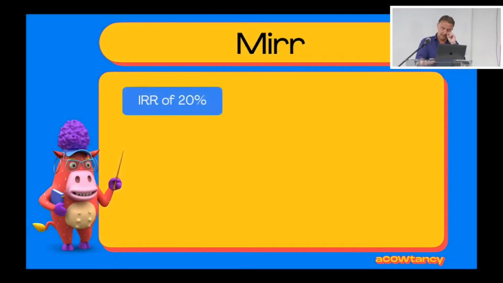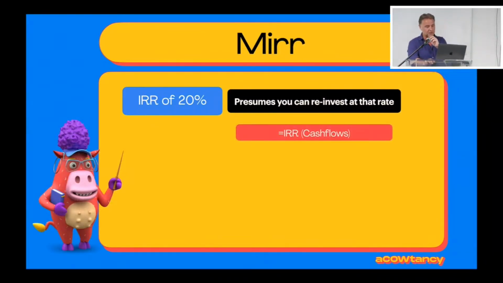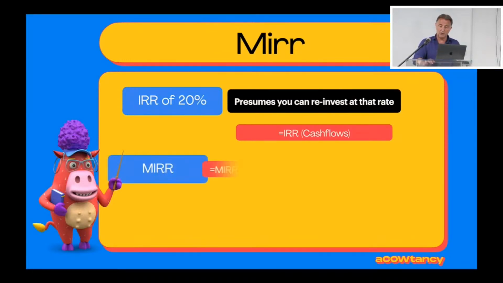MIRR. Anybody know what it stands for? Anyone doing APM? Modified internal rate of return. And all that means is, if the project had a 20% IRR, the way it's mathematically worked out, it's presuming you can always get 20%. Well, you might not be able to always get 20%.